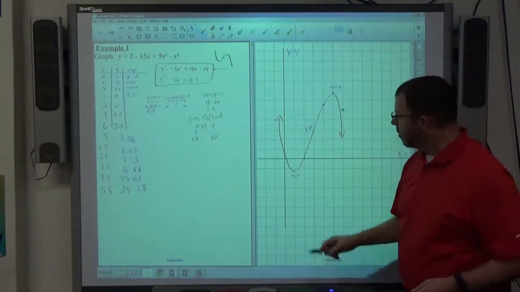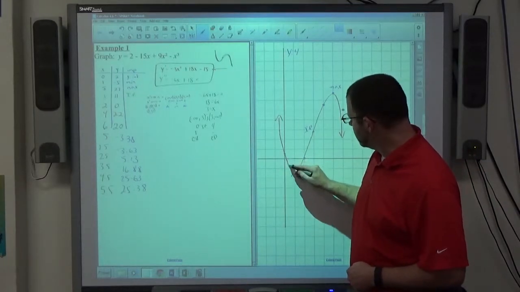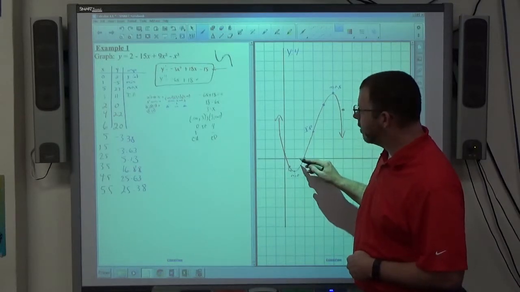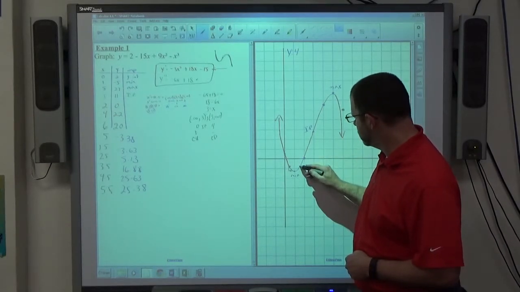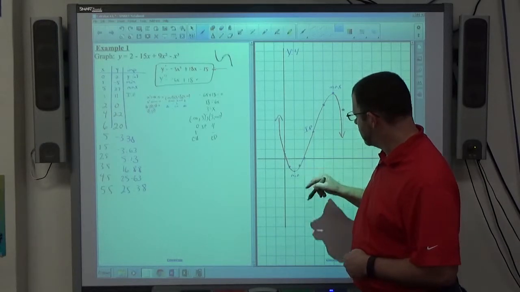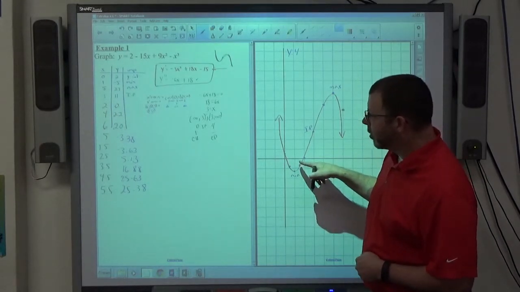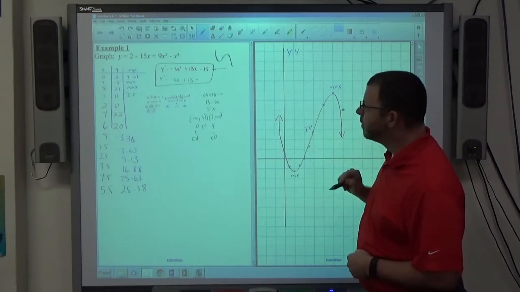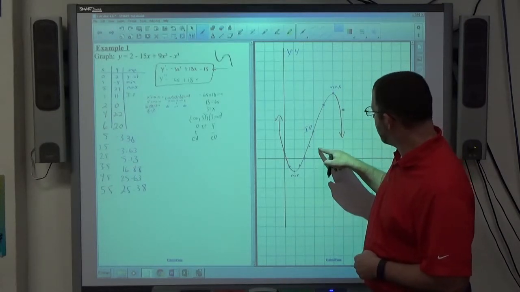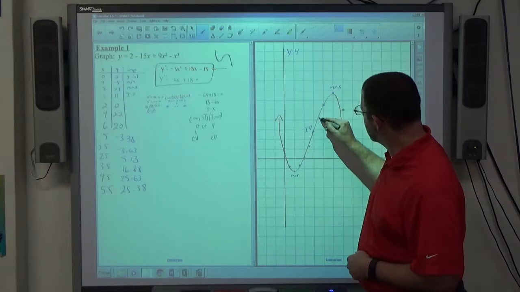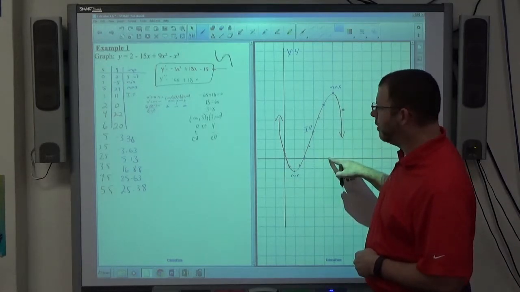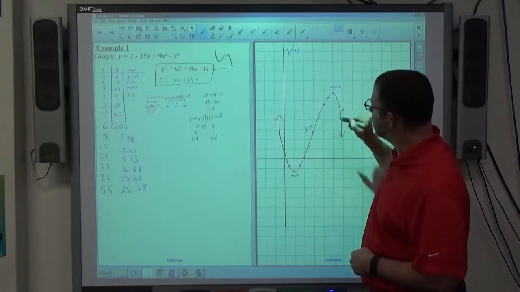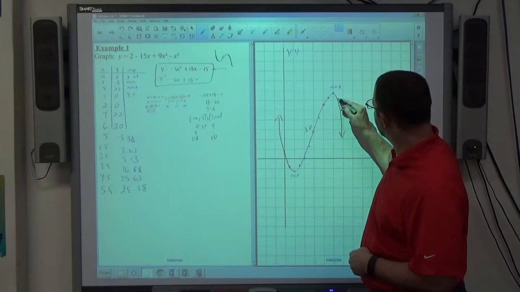I plot those points. 0.5, negative 3.38, almost negative 4. 1.5, negative 3.63, about here. Getting kind of close there. 2.5, 5.13. 5.13 would be about here. 3.5, 16.88. 4, 8, 12, 16, 17 would be about here. 4.5, 25. 4, 8, 12, 16, 20, 24, 25, probably about here. And 5.5, 25.38 about here.